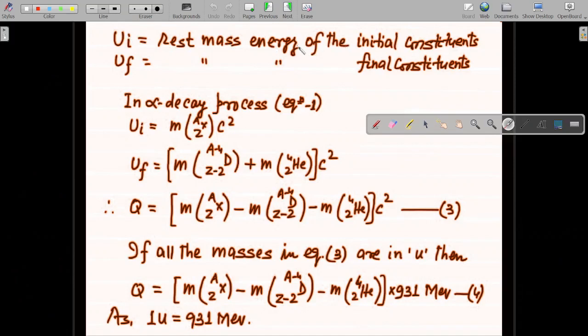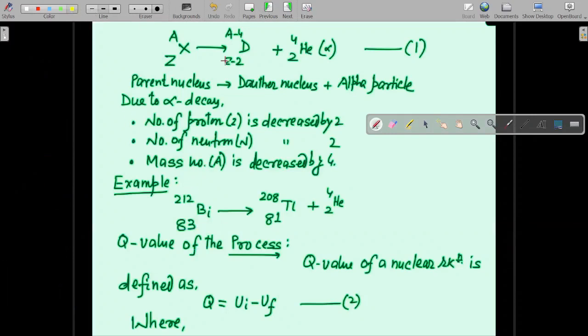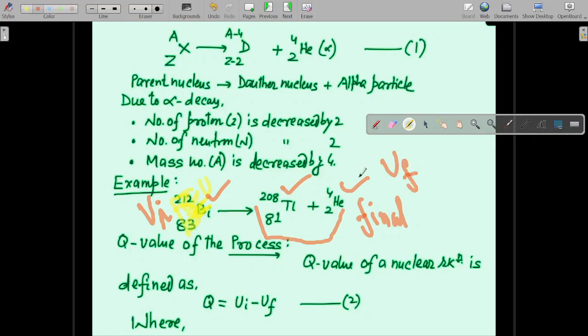Ui is equal to the rest mass energy of the initial constituents. The initial constituent is this one, so Ui means the rest mass energy of this initial constituent on the left hand side. And these two are the final constituents. So Uf will be the rest mass energy of these two particles taken together. As the initial particle is only one, the initial particle has rest mass energy Ui, and the final two particles have rest mass energy Uf.